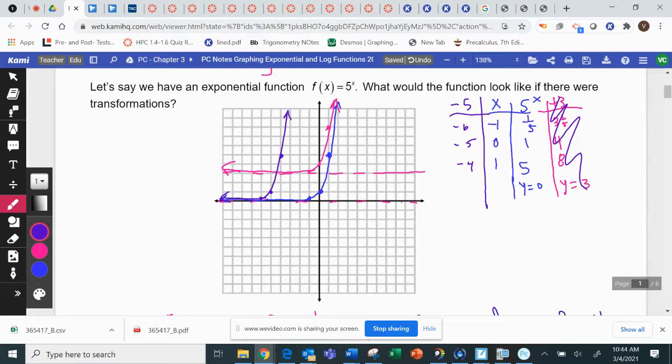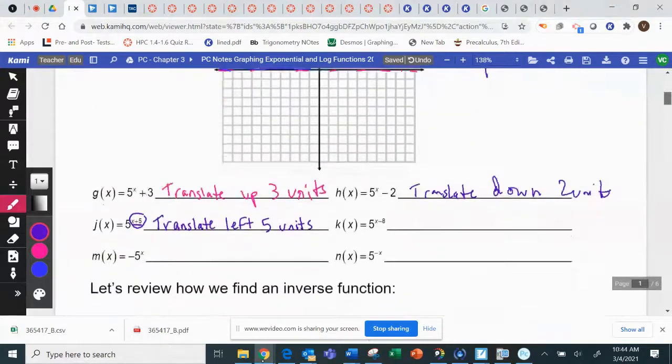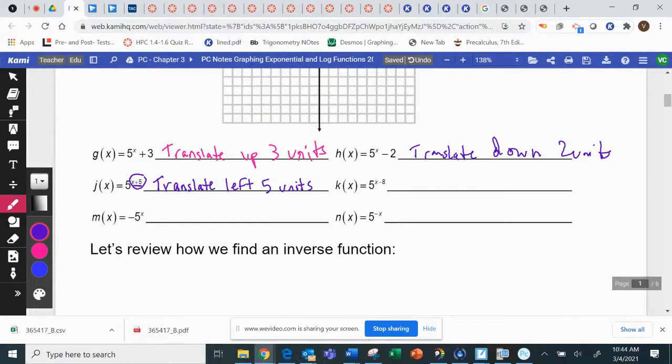All right, I'm not going to graph all of these. I just wanted to graph a few of them just so you can see it. So this next one, translate. Chris, can you tell me what happens? Translate what? Correct. Right, 8 units. All right, the next one.